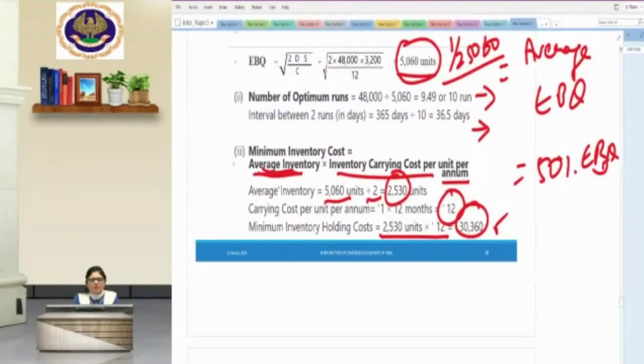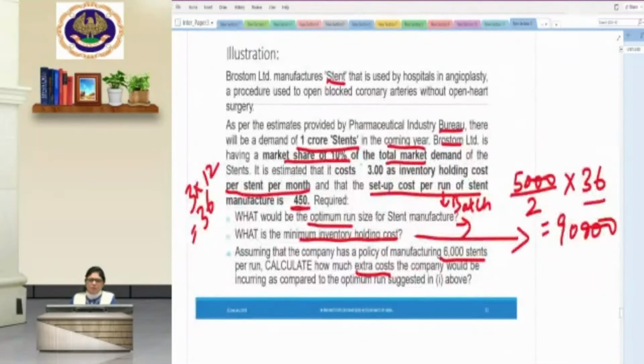Average inventory into inventory carrying cost per unit per annum. In that question, average inventory was 5,000 divided by 2. Inventory carrying cost per unit per annum was 36. EBQ was 5,000, which we calculated. So 5,000 divided by 2 into 36 comes out to 90,000. All right. Let me erase this now so that I can explain the third part.